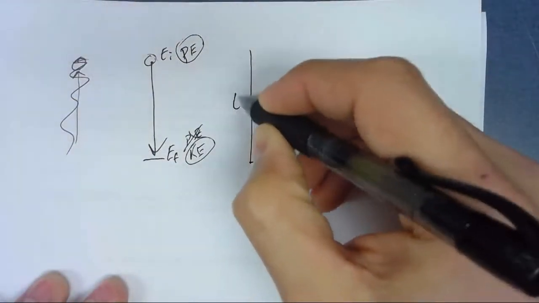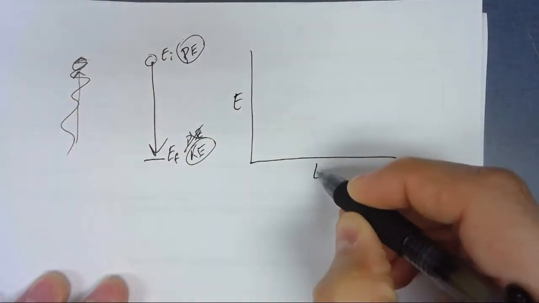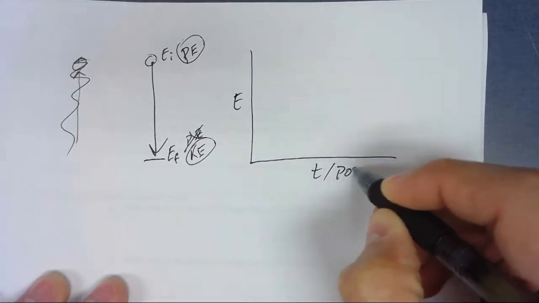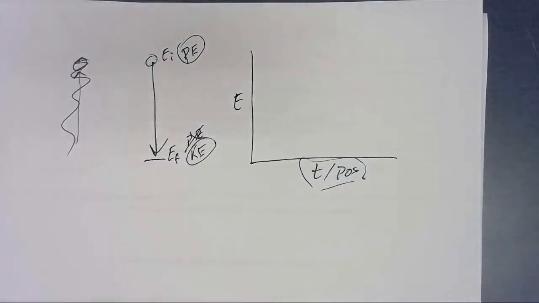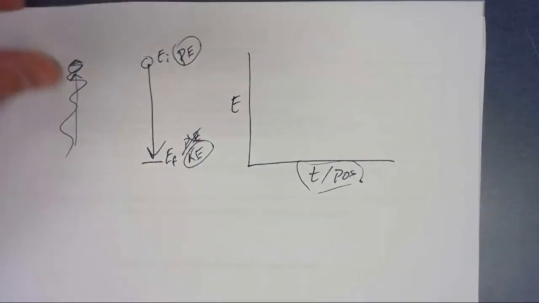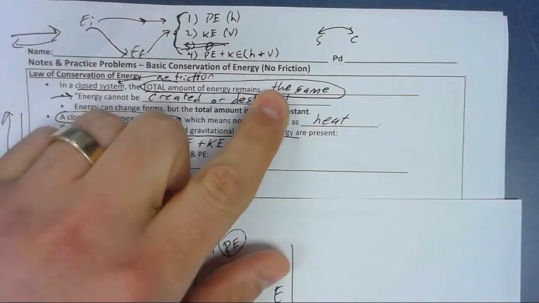If we draw a graph of this situation, energy versus time, let's say, it doesn't really matter for us. The graph looks slightly different depending on what you put on the x-axis, but it doesn't matter for us. There are 3 lines that we're going to draw. We're going to draw many of these graphs in these notes. The first line is total energy. We read that total energy stays the same.